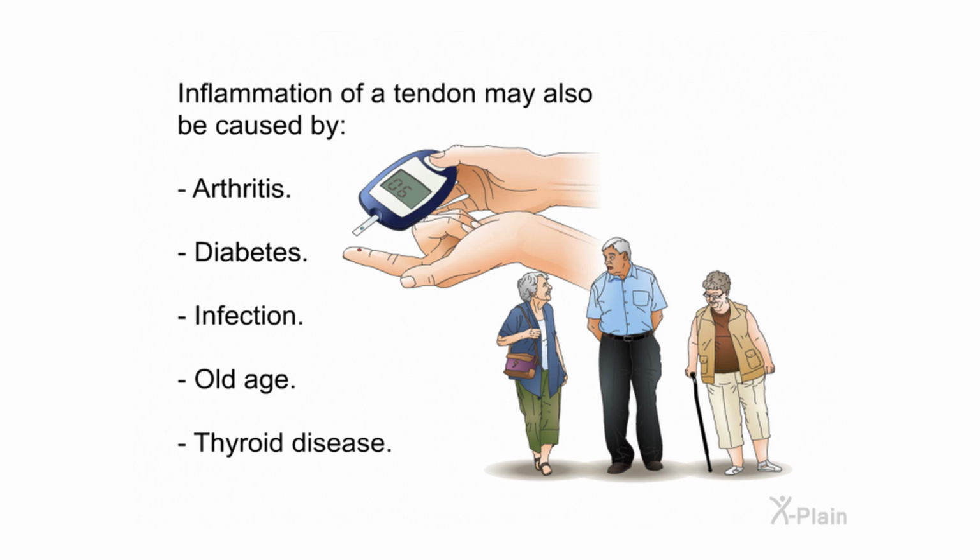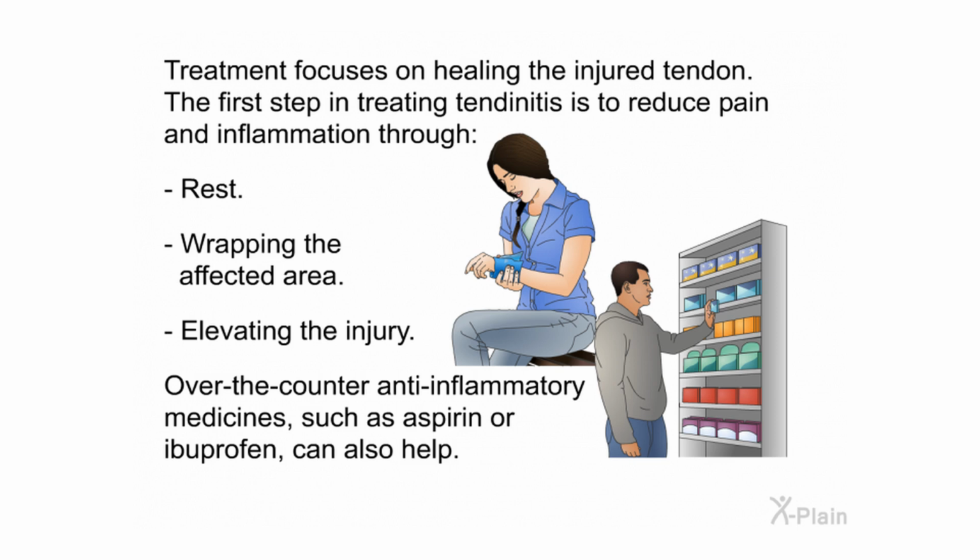Inflammation of a tendon may also be caused by arthritis, diabetes, infection, old age, or thyroid disease. Treatment focuses on healing the injured tendon. The first step in treating tendinitis is to reduce pain and inflammation through rest, wrapping the affected area, and elevating the injury. Over-the-counter anti-inflammatory medicines such as aspirin or ibuprofen can also help.